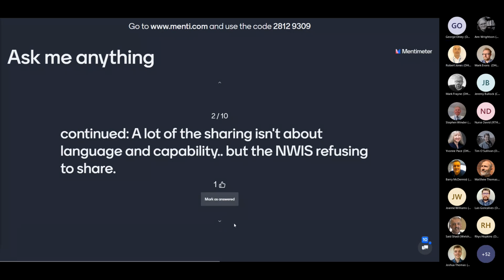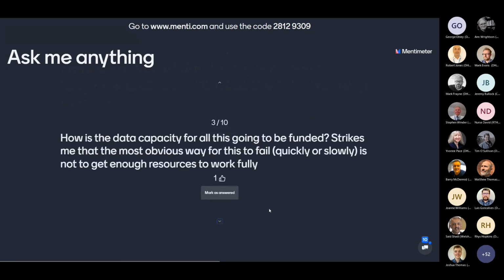Thank you. I'll take myself off mute there. How is the data capacity for all of this going to be funded? Strikes me that the most obvious way for this to fail is to not get enough resources to work fully.